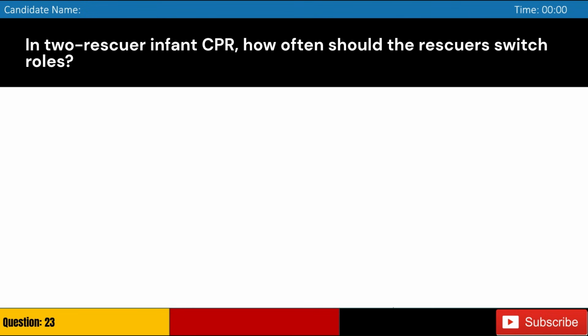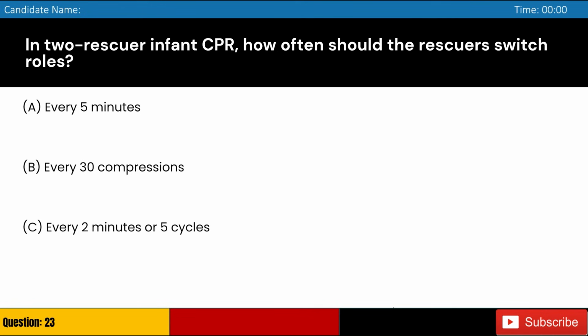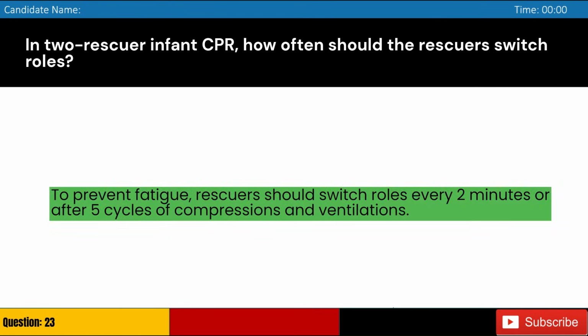In two-rescuer infant CPR, how often should the rescuers switch roles? A. Every 5 minutes. B. Every 30 compressions. C. Every 2 minutes or 5 cycles. D. Every 1 minute. Answer C. To prevent fatigue, rescuers should switch roles every 2 minutes or after 5 cycles of compressions and ventilations.